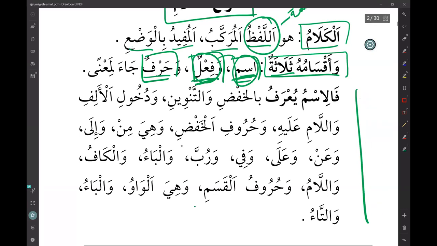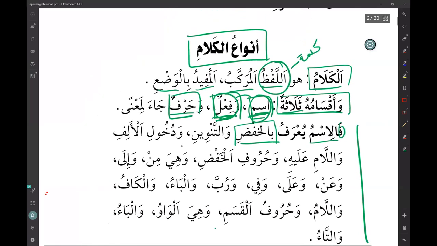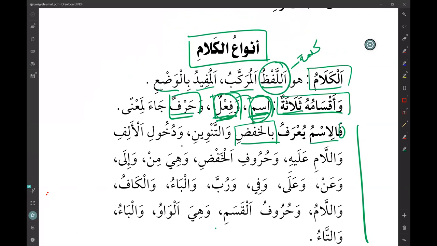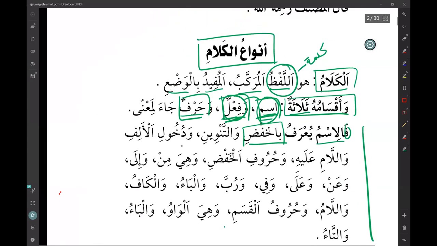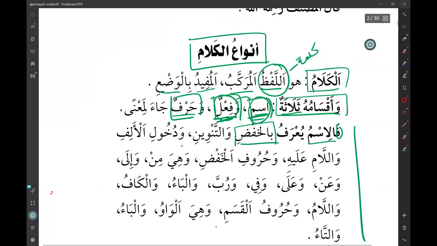So now let's translate word for word. Fal ism. Fa means so, you understand. Fal ism yu'rafu. It is known. This is a passive voice. It is known by what? Al khafd. Before I explain the khafd, there are a few things you have to know. Basically, khafd and jar are the same thing. I'll explain these things a little more clearly. Khafd, my handwriting.